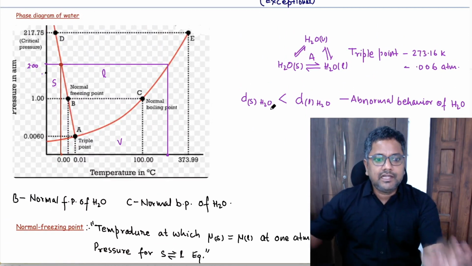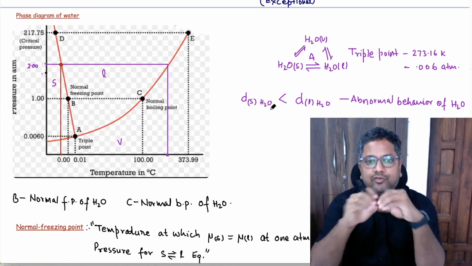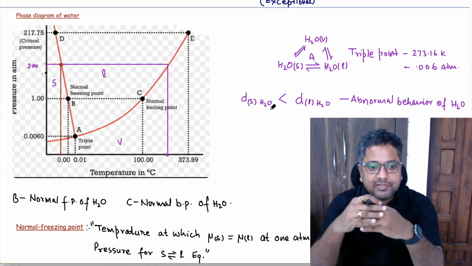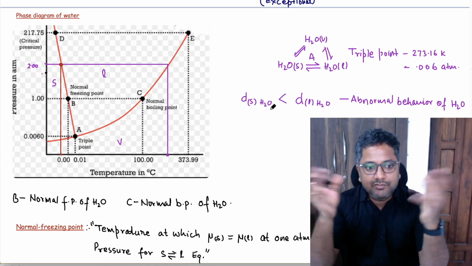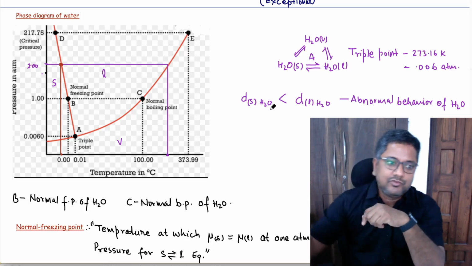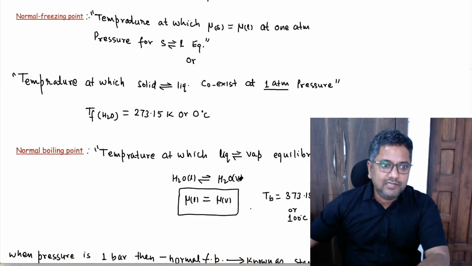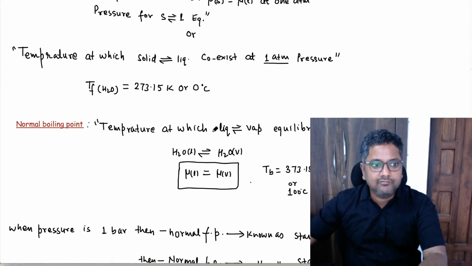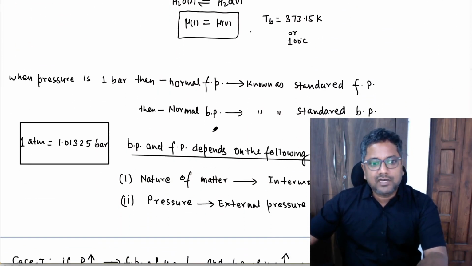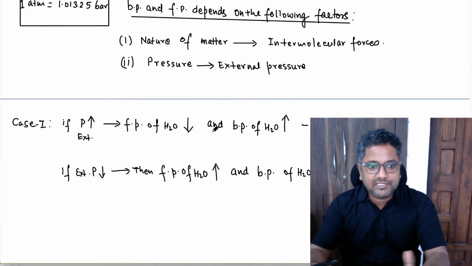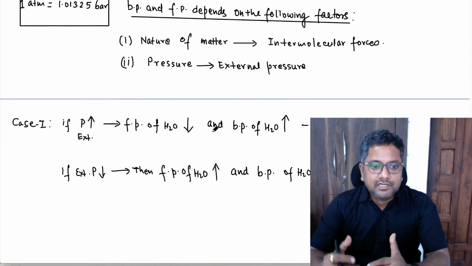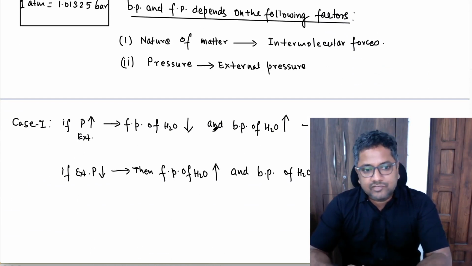Everything is clear, and if you know the concept that this boiling point and freezing point are defined at 1 bar pressure, at constant pressure, not at constant temperature. The temperature could be anything, but the pressure should be fixed. So the normal freezing point and normal boiling point are defined at 1 atm pressure. The standard freezing point and standard boiling point are defined at 1 bar pressure. And this is how an increase or decrease in the external pressure affects the boiling point and freezing point of water.